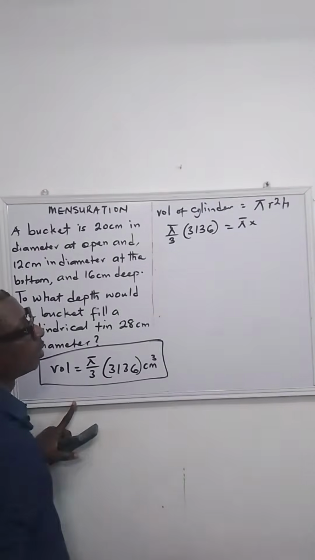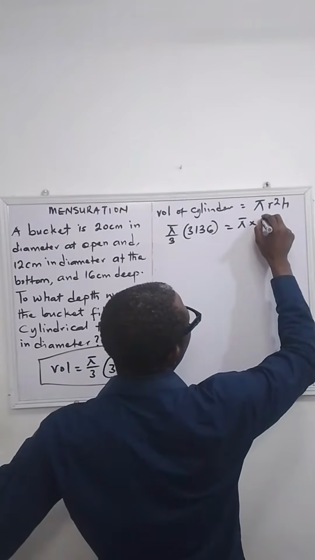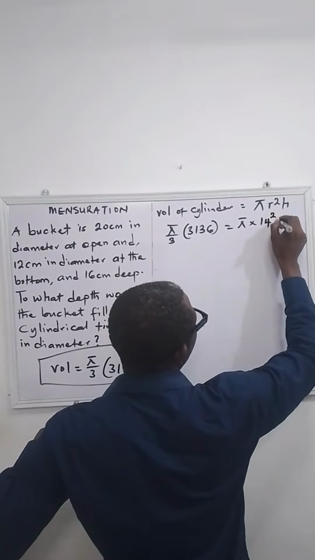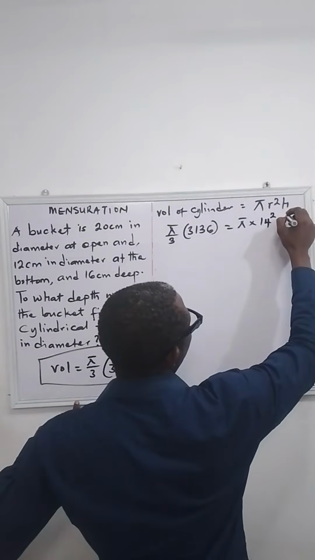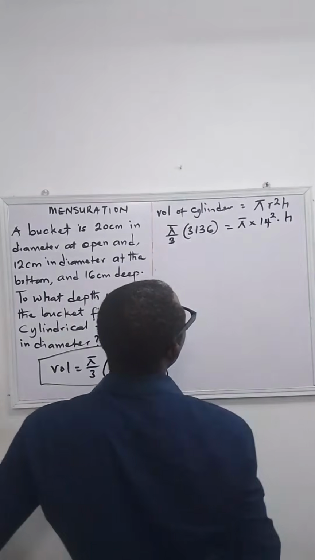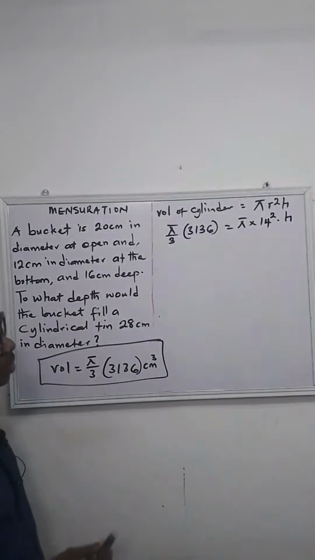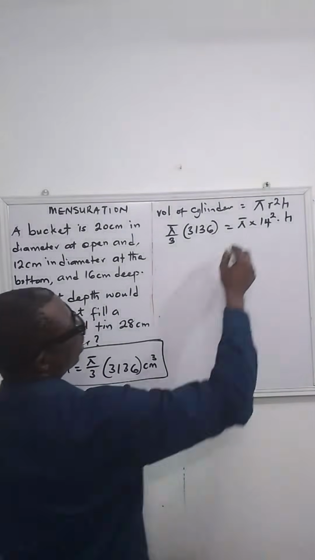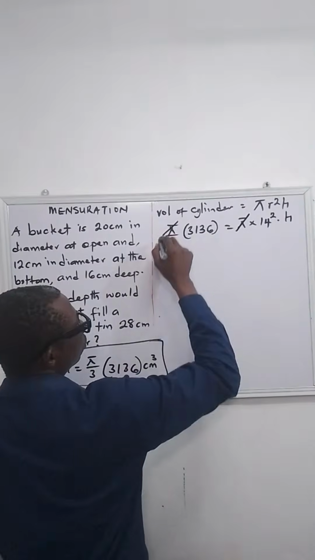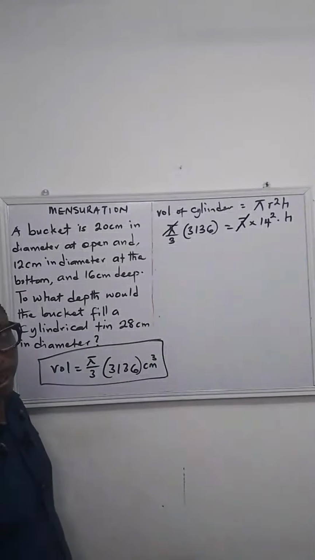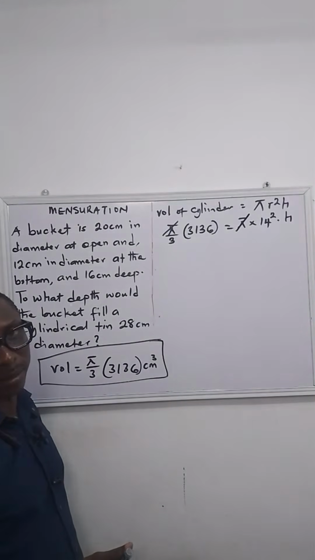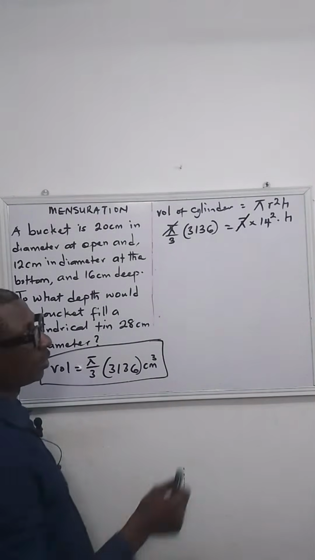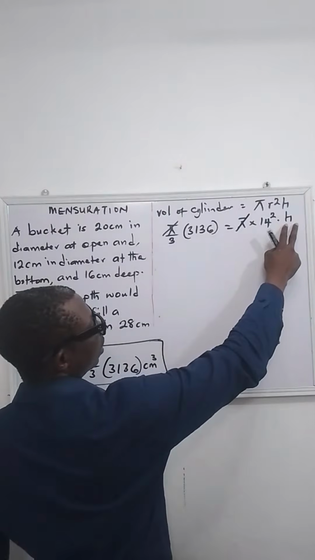All right. So now can we input that? We have 14 square times the height, which is what we are looking for. Let me begin with this. Divide both sides by pi, so this cancels this. Now you divide both sides by 14 square because I want to isolate this h.